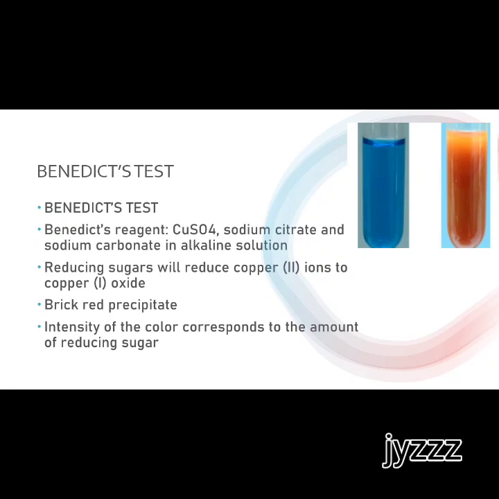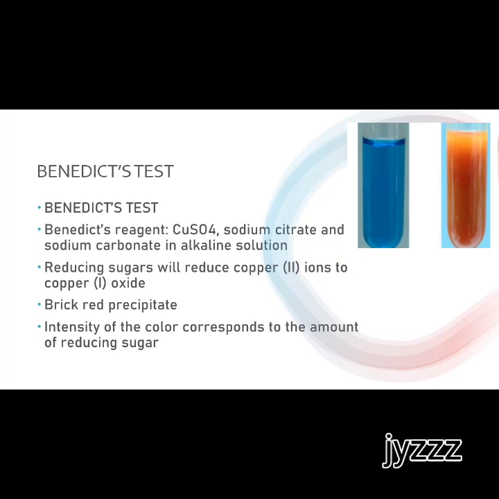Let's take a look at that. You have here your green color. If you have a green color, then you have it as positive, but weak. That is 1 plus. A green precipitate will give you a 2 plus grading. A yellow precipitate will give you a 3 plus grading. Your orange precipitate will give you a 4 plus grading. And then a brick red precipitate will give you a 5 plus reading.